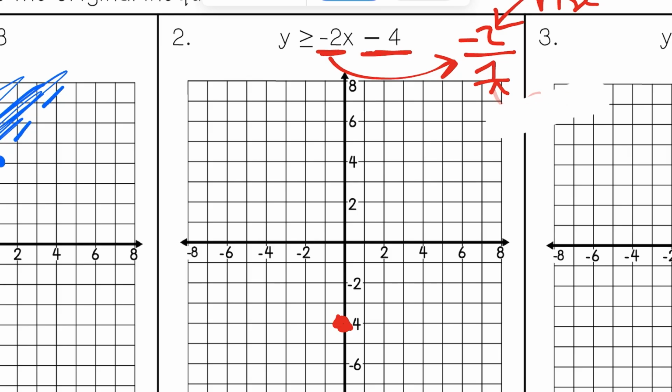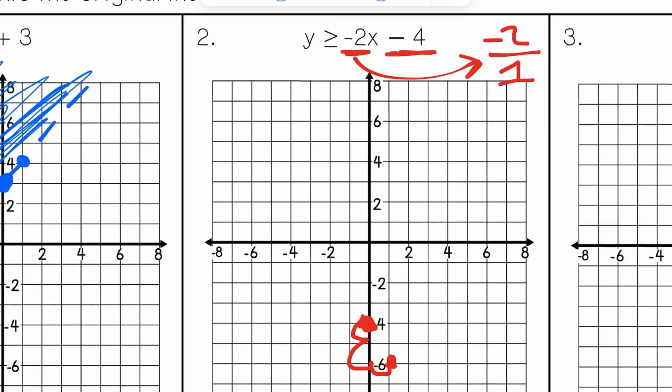But I'm going to clean all that up. Okay. So my rise is -2. So I go up. Oh, I'm sorry. It's -2, so I have to go down, right? 1, 2. And then my run is 1. So I'll go over 1. There's my new point. So now that I have my second point, I can connect those two guys using a line, right?